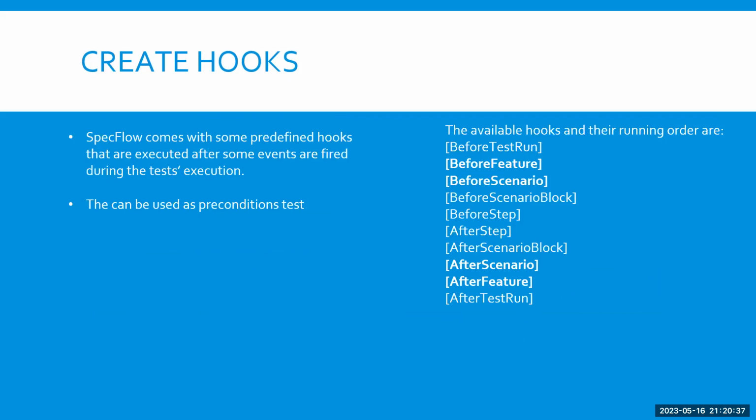So you have the create hooks. SpecFlow comes with some predefined hooks if you select the right template, and you have the available hooks and their running order. We have the before test run, the before feature, the before scenario, the before scenario block. As you have that, we also have before step, after scenario block, after scenario, after feature, after test. All of this is important, but you must have a reason for using it. So in my own work, we used before test run, before feature, before scenario, but I don't have before scenario block.